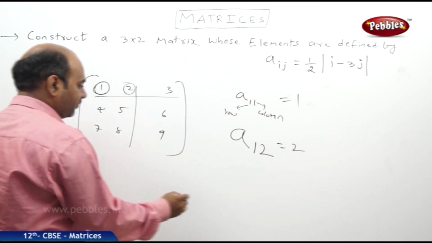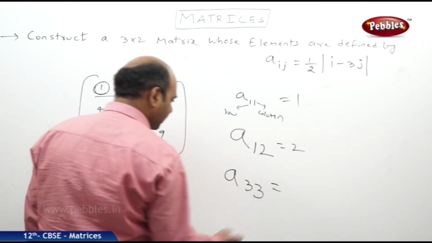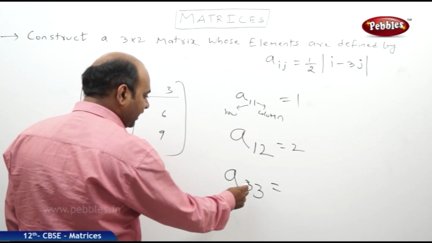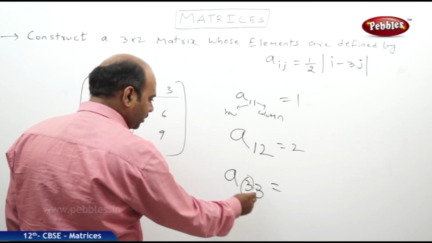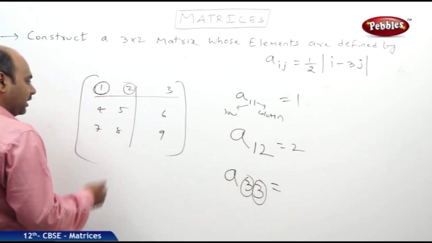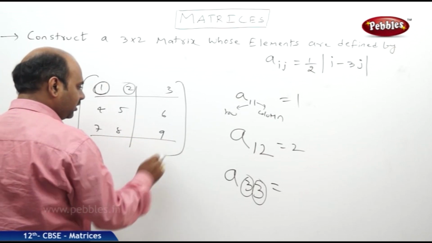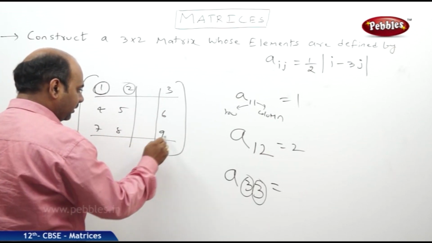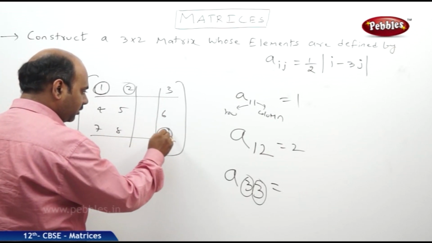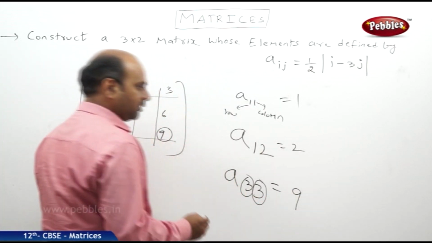Suppose I ask A33, what is the meaning? A33 is an element corresponding to the third row and the third column. That means the element corresponding to the third row, this is our third row and this is our third column, is 9. So A33 is equal to 9.